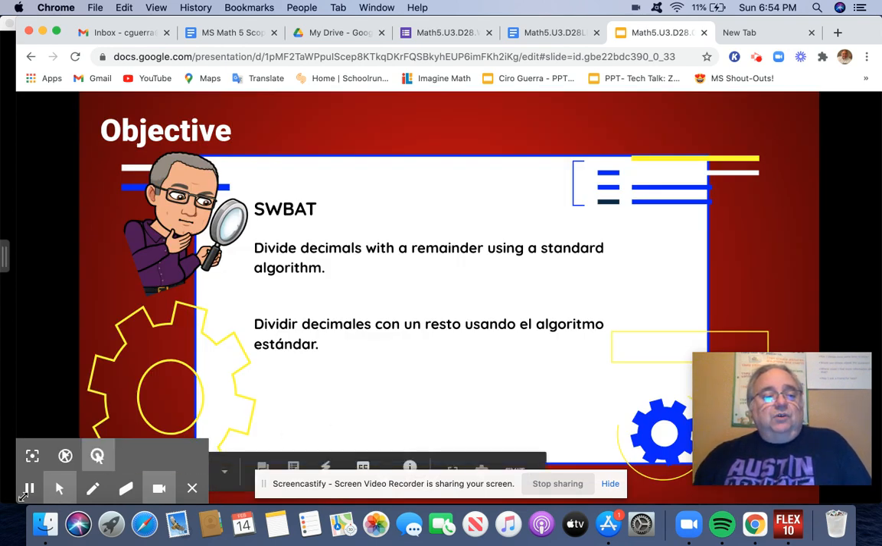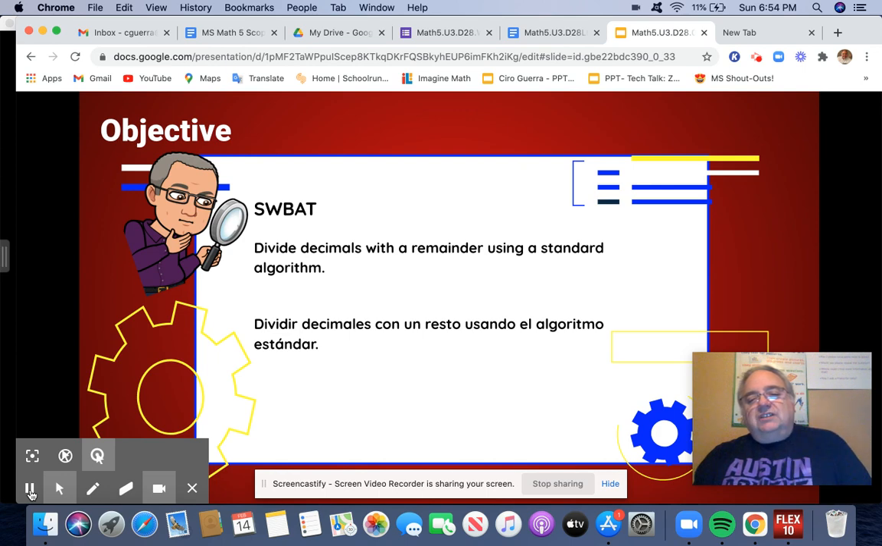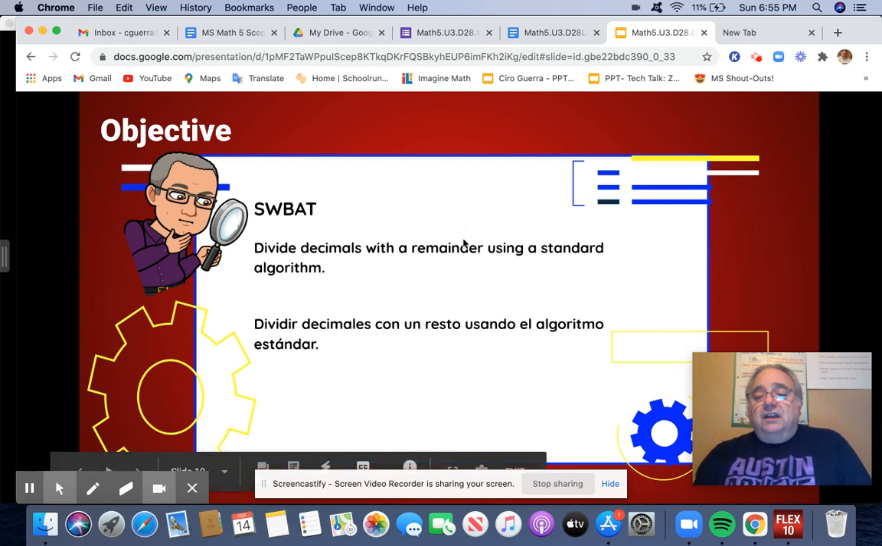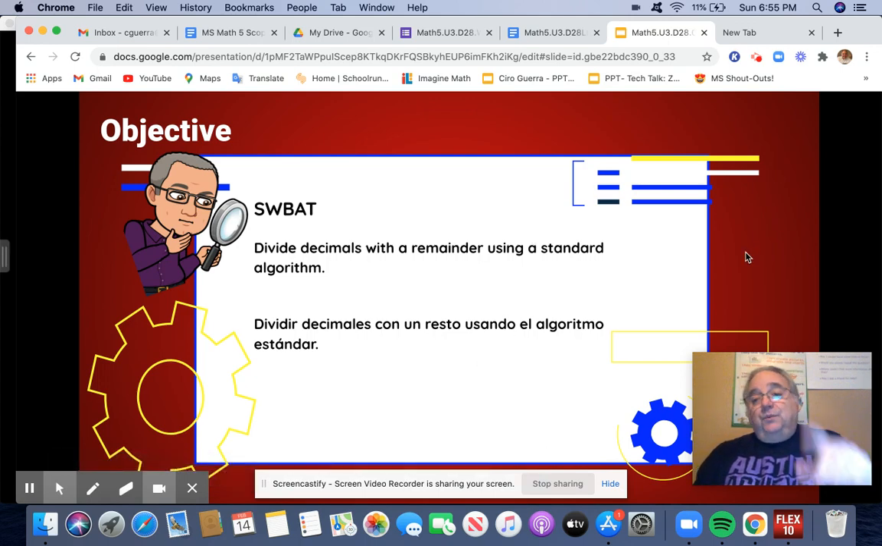Pausing the video so a brave scholar can go ahead and read this. Excellent. Love those loud voices. Thank you for reading it and being such a good leader in your class. Scholars will be able to divide decimals with a remainder using the standard algorithm. The remainders are going to be the numbers after the decimal, so it'll be your tenths, your hundredths, and thousandths. Instead of putting remainder 1, remainder 2, we put the decimal points.